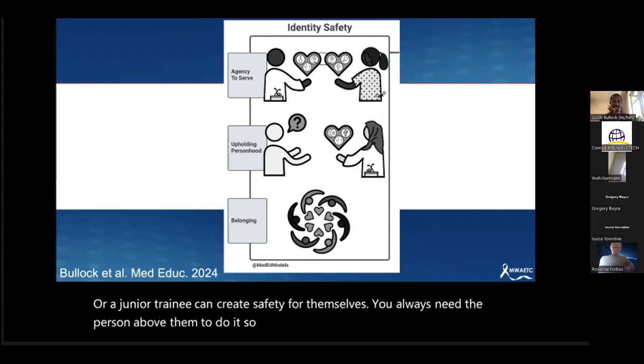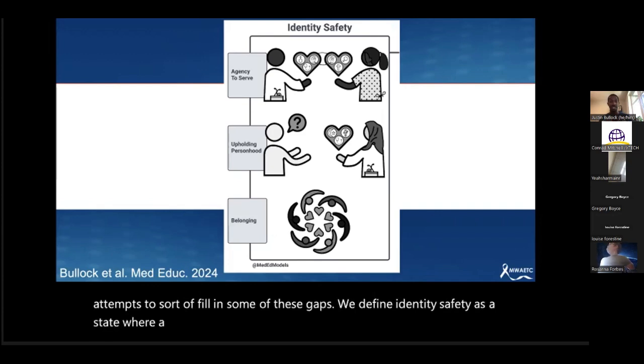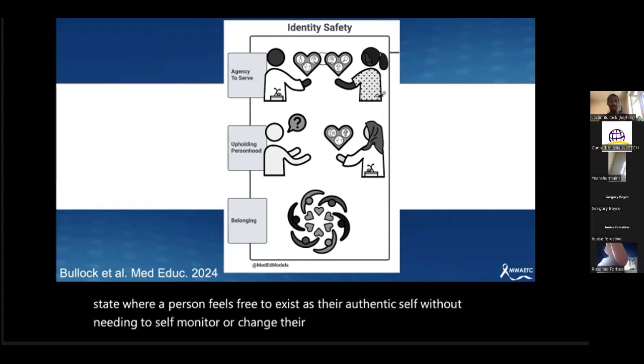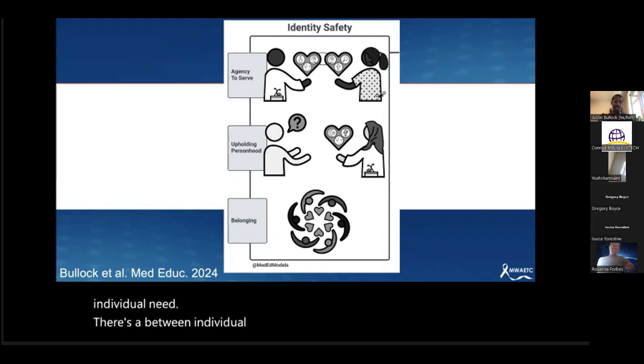So enter identity safety. Identity safety attempts to fill in some of these gaps. We define identity safety as a state where a person feels free to exist as their authentic self, without needing to self-monitor or change their behaviors. And identity safety arises when three main core needs are met: a within-the-individual need, a between-individual need, and a community-level need.